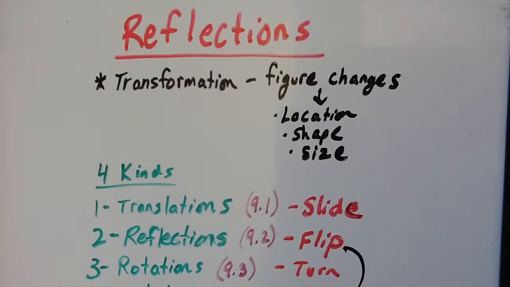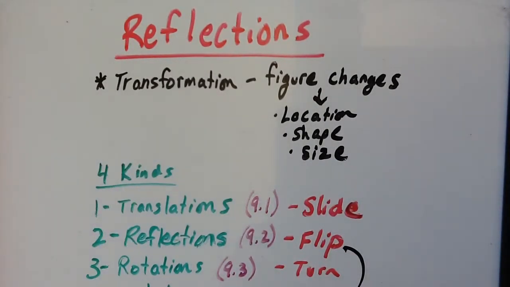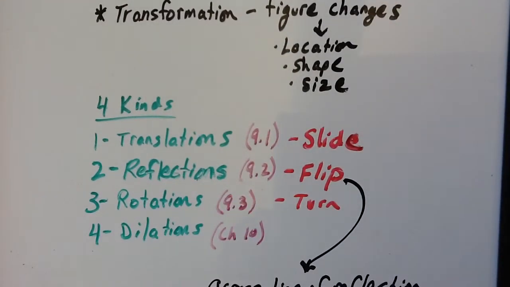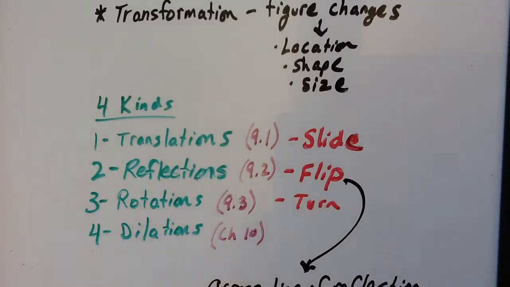Okay, in this lesson we'll talk about reflections. Reflections are a type of transformation. And remember, a transformation is when the figure changes, either changes location, changes shape, or changes size. There are four main types of transformations. We have translations, reflections, rotations, and dilations. In this lesson we'll be focusing on reflections.